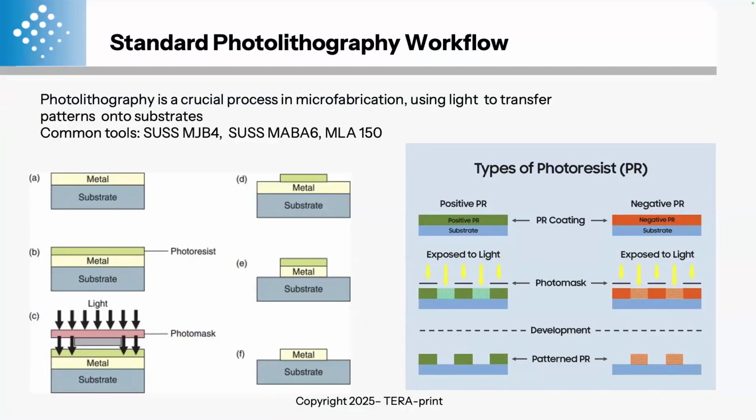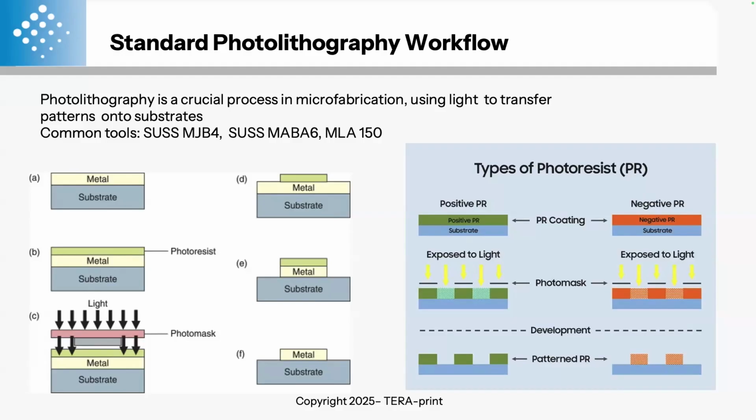Photolithography is a crucial process in microfabrication, using light to transfer patterns onto a substrate. There are common tools such as the SAS, MJB4, and MABA6. The first one is a contact-based mask aligner, while the second one is a projection mask aligner. The last one, MLA150, is from Heidelberg, also maskless and direct write lithography, but the number of pens is limited, so throughput is a little bit worse.